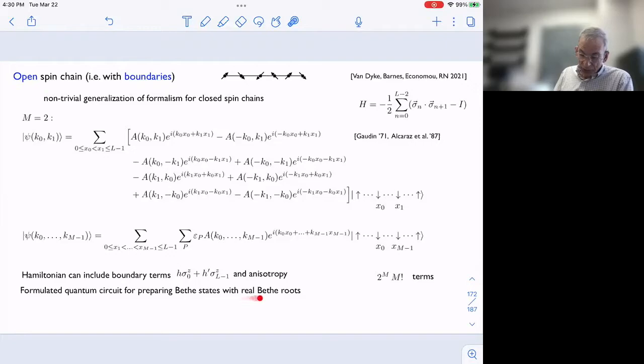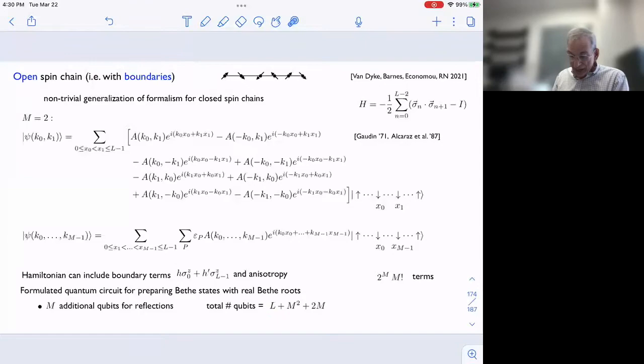And remarkably, we needed only m additional qubits to take into account these reflections. So altogether, the number of qubits that are needed is L for the system qubits, M squared for the permutations, and then 2M, M for the phases, and another M for these reflections. So this is the total. But again, this algorithm is probabilistic. It's going to have the same problems that I showed you before.